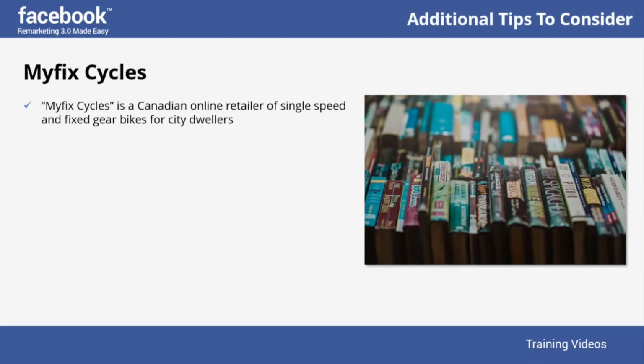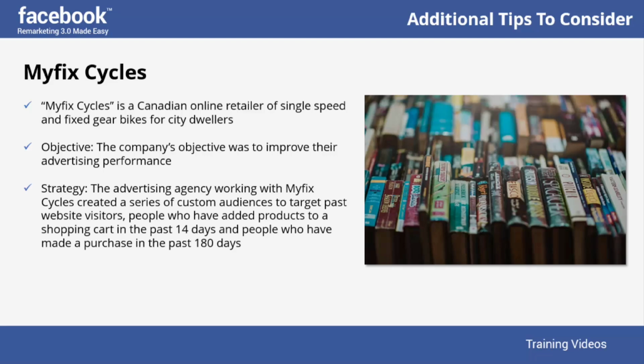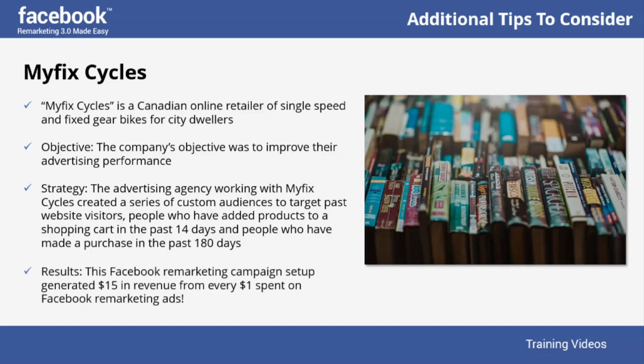MyFix Cycles. MyFix Cycles is a Canadian online retailer of single-speed and fixed-gear bikes for city dwellers. Objective: the company's objective was to improve their advertising performance. Strategy: the advertising agency working with MyFix Cycles created a series of custom audiences to target past website visitors, people who have added products to a shopping cart in the past 14 days, and people who have made a purchase in the past 180 days. Results: this Facebook remarketing campaign setup generated $15 in revenue from every $1 spent on Facebook remarketing ads.